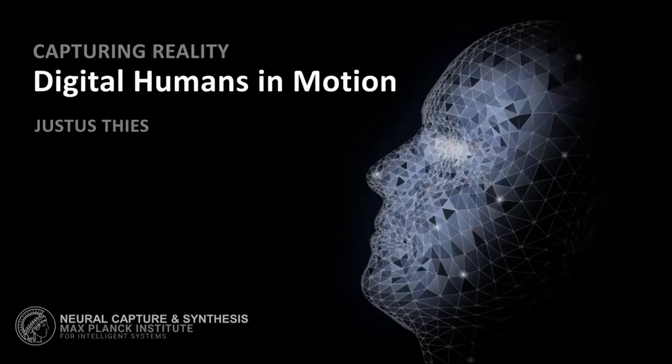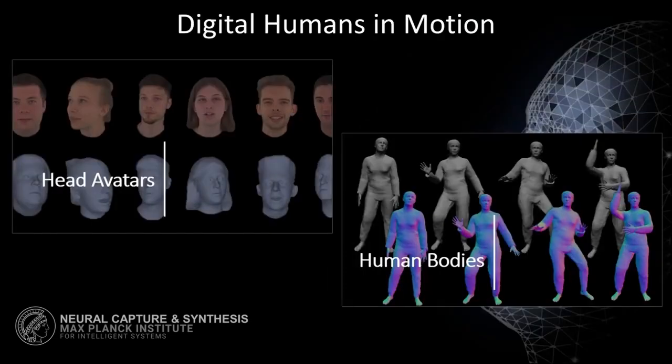Hi, my name is Justus Thies, and I'm leading the Neural Capture and Synthesis group at the Max Planck Institute for Intelligent Systems in Tübingen. I want to give you a short overview of how you can model human faces and human bodies with neural representations. Note that in the following I will present work from my group. I refer to the state-of-the-art report for a variety of different approaches.